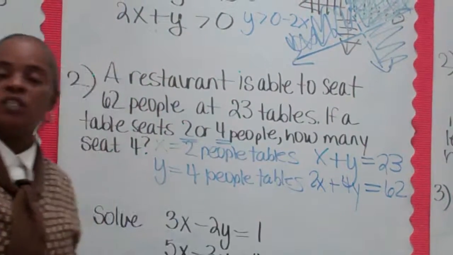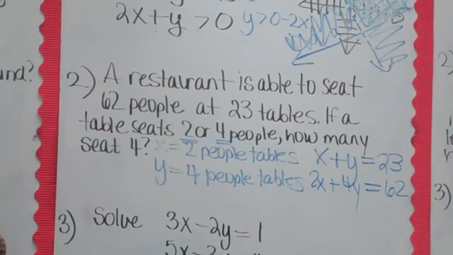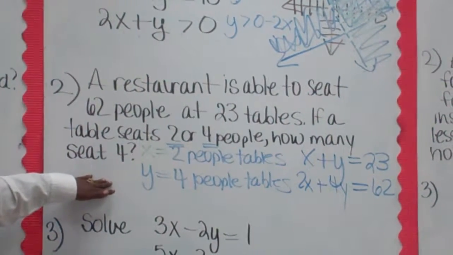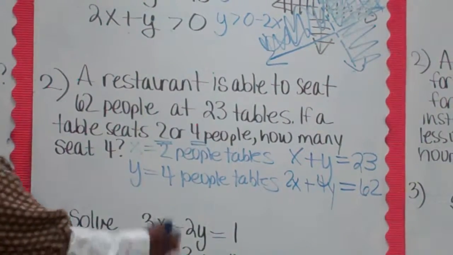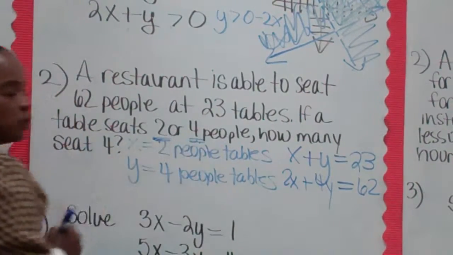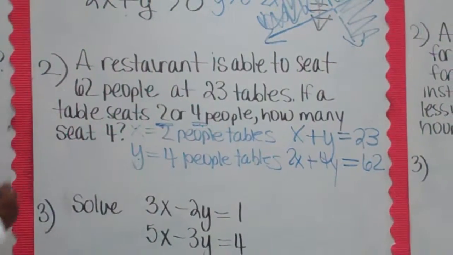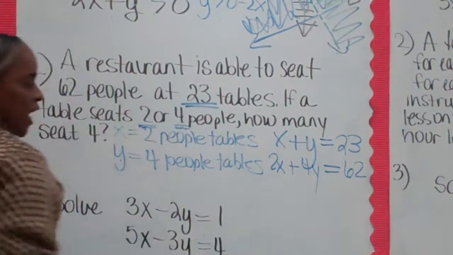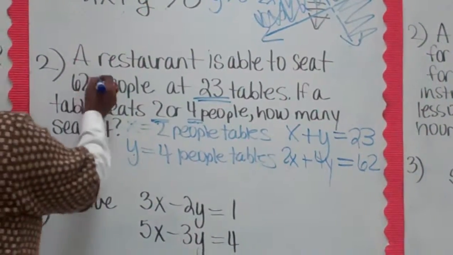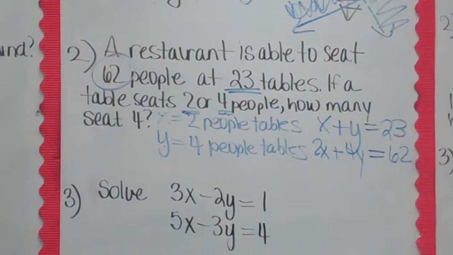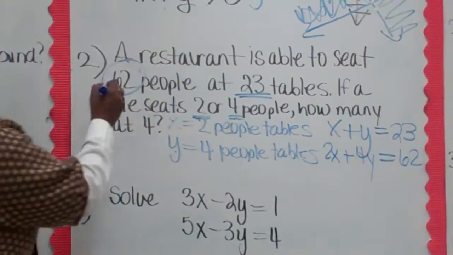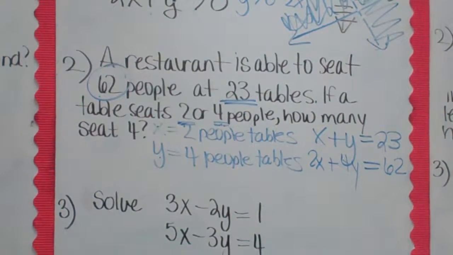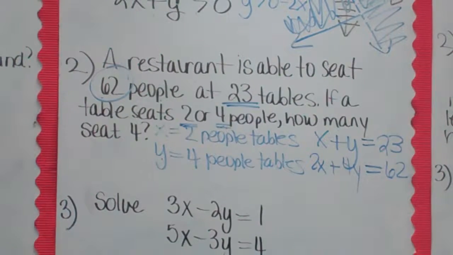Now, with this problem, you would then just proceed to solve the system. But my point here is how to set it up. How to set up a word problem. Again, you're looking for the 2 things, so you can have an X and a Y. And then you're looking for a total, X plus Y equals 23, and another number that you're going to set it equal to. But make sure that if that number represents something like people, that you use 2 people per 2 people table, 4 people for 4 people table.